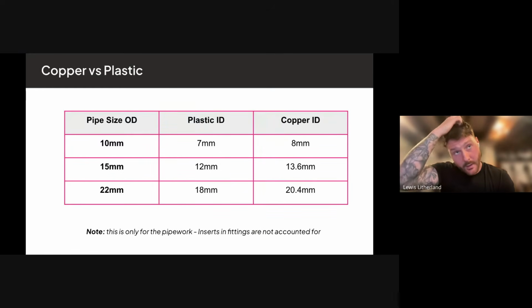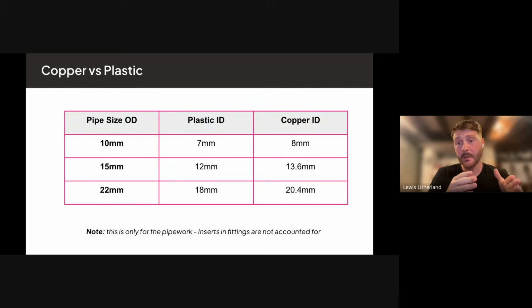Just a bit of a note on copper versus plastic as well. And I put the note at the bottom because I think it's vitally important, this is only for the pipe work. I'm not bringing in the inserts for the fittings and stuff, which is obviously going to drag this down even further. So pipe size, or OD, outer diameter for 10mm pipe. For plastic, it's actually only 7 millimeters, and this is just typical. This is not for every single one. So again, do your research on whatever pipe work you're using.